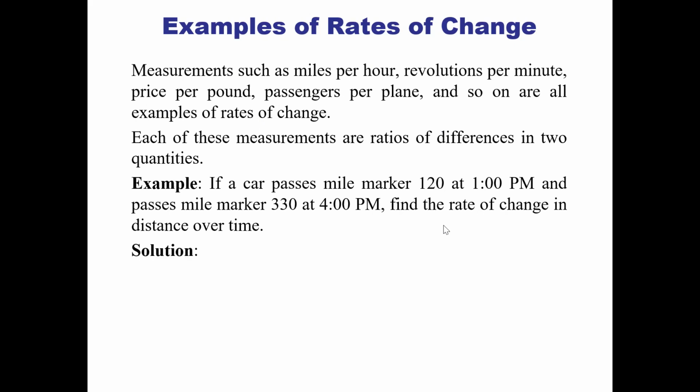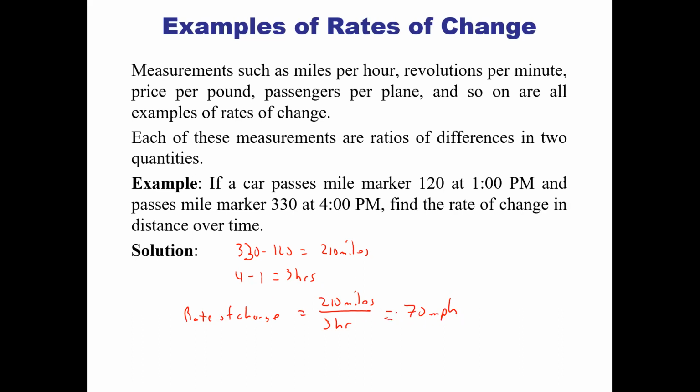Well, basically what we have to do is the calculation, change in y over change in x and all that good stuff. So we're going to say, okay, what is our change in miles? Well, we've gone 330 minus 120, and that's going to give us 210 miles. And for the time, we went from 1 o'clock to 4 o'clock, so 4 minus 1 is going to be 3 hours. And so our rate of change is going to be how many miles did we go per hour? Well, we went 210 miles in 3 hours, or if we divide that out, we get 70 miles per hour. And so our rate of change is 70 miles per hour. That's how fast we were going in that case. So that's our rate of change over that distance.